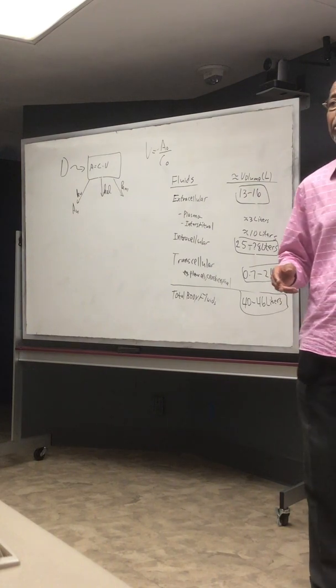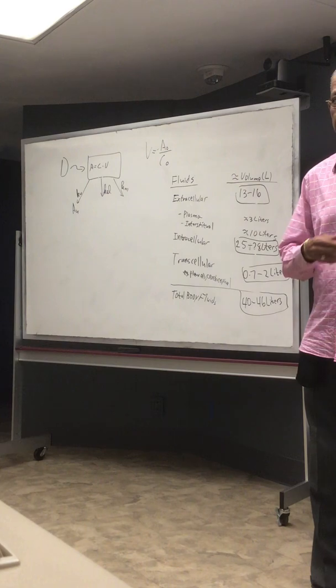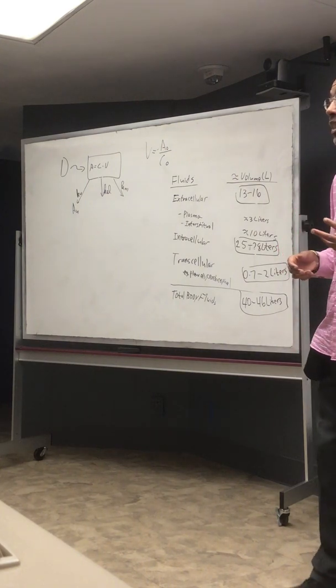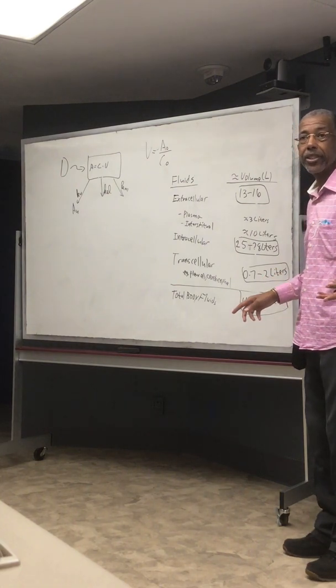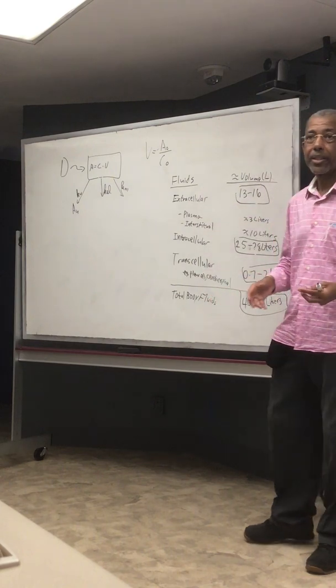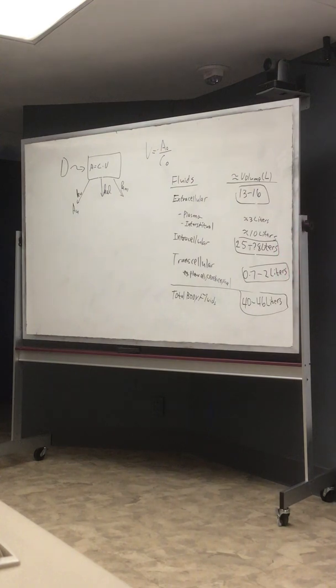Digoxin has a volume of distribution of more than 200 liters. We use it for congestive heart failure and other types of cardiac arrhythmias. So that tells me that digoxin is distributed into organs and tissues that far exceed the volume of these fluids here. Does that make sense? It's highly sequestered in these other organs and tissues outside of the body. Okay.